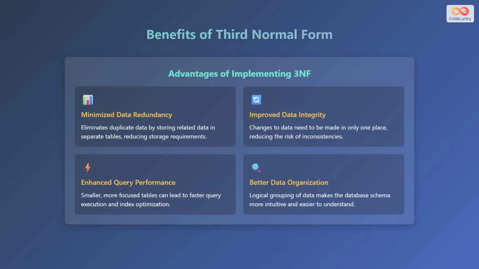What are the benefits of achieving third normal form? First, it minimizes data redundancy. It eliminates duplicate data by storing related data in separate tables, which reduces storage requirements. Second, it improves data integrity. Changes to data need to be made in only one place, reducing the risk of inconsistencies. Third, it enhances query performance. Smaller, more focused tables can lead to faster query execution and index optimization. Finally, it provides better data organization. Logical grouping of data makes the database schema more intuitive and easier to understand.